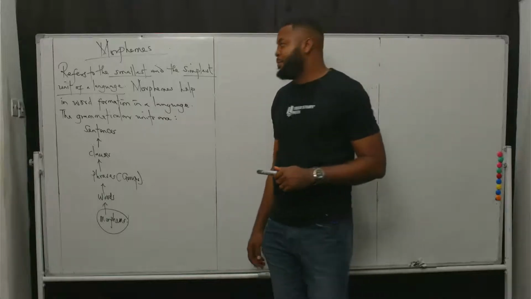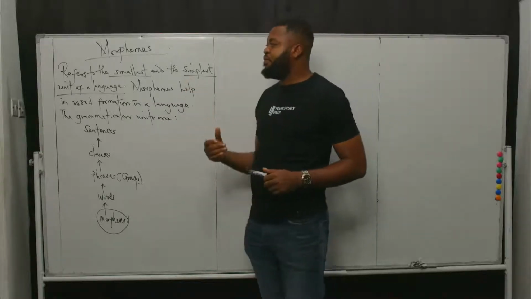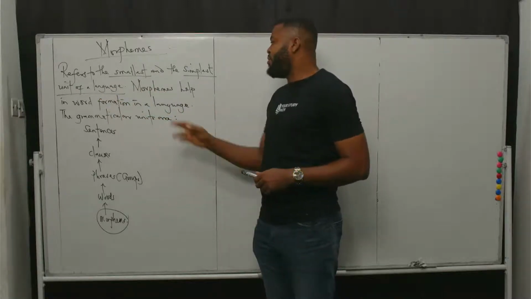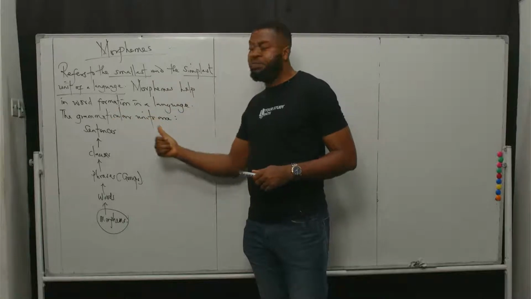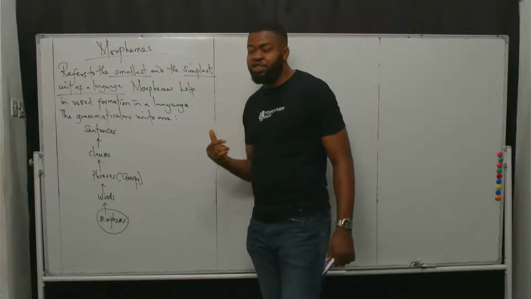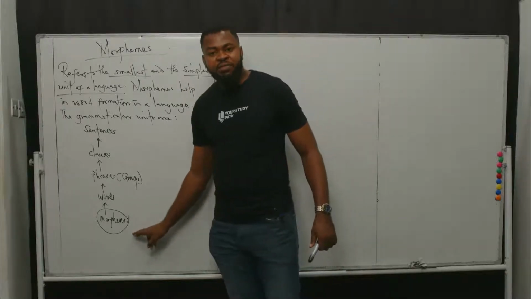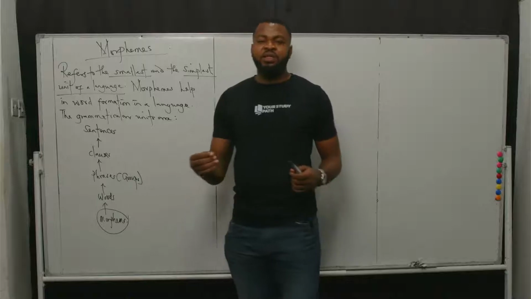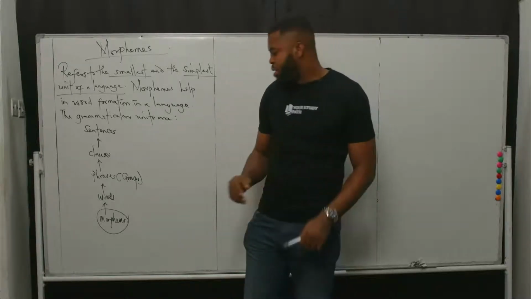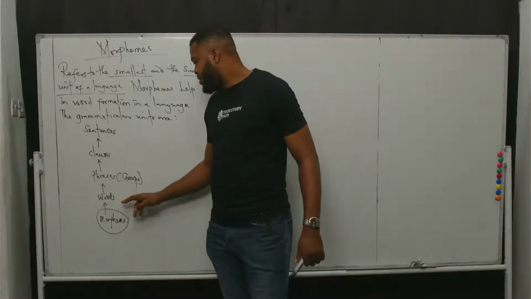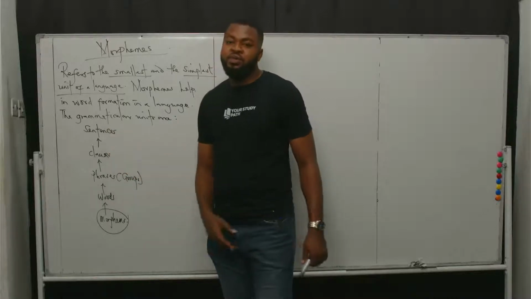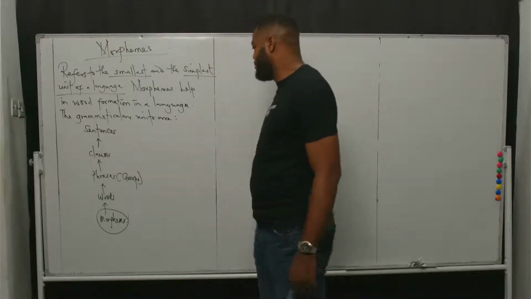Now remember we said that morpheme refers to the smallest and the simplest unit of a language. Morphemes help in word formation in a language, and then we have the grammatical units, which begin with the morpheme. So a morpheme could basically be just a letter, and to a large extent, a group of letters. That forms words, and words form phrases, and of course phrases form clauses, and clauses will definitely form sentences.